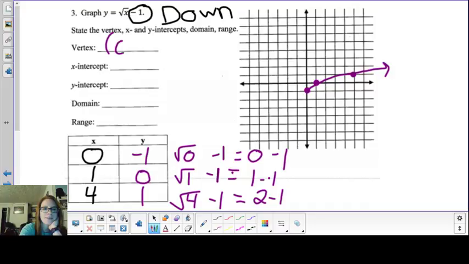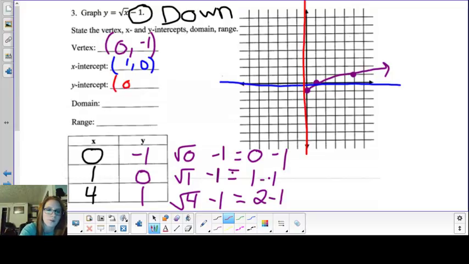Okay, so my vertex is 0, negative 1. Come on, computer, stop being dumb. My x-intercept is, where does it hit this line? Well, it hits at 1, 0. Where do I hit on my red line? That one we are 0, negative 1.